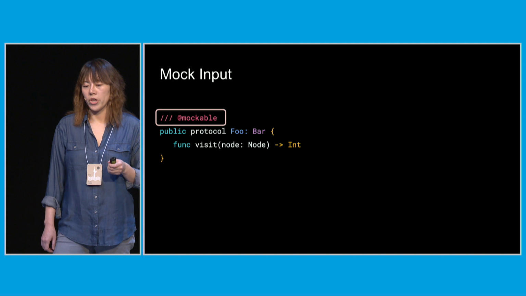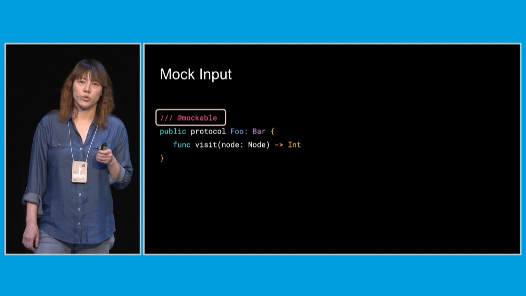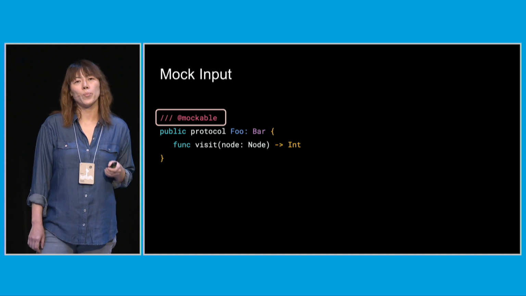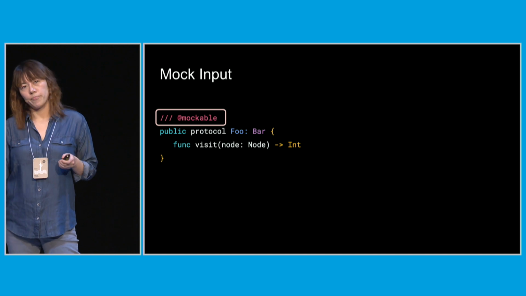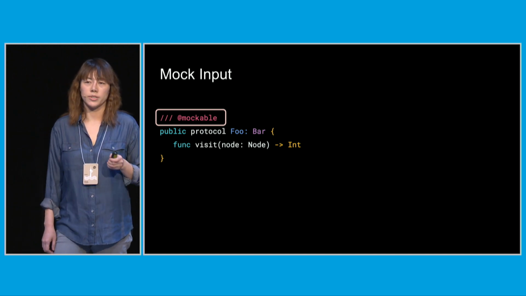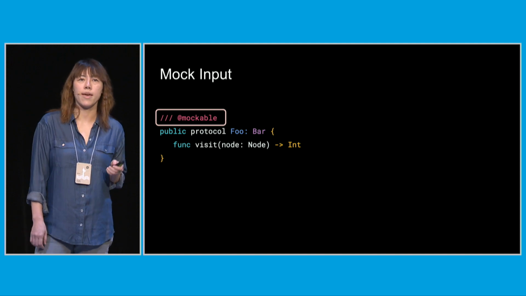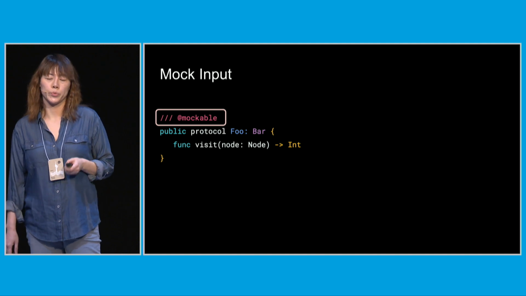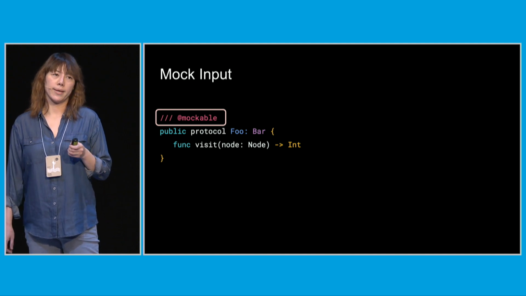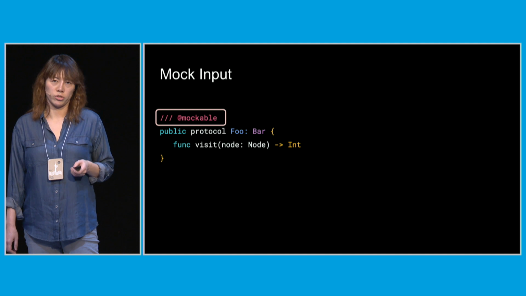Let's start by figuring out what our goal is. How do we identify types to mock? And what should the output look like? We chose to use an annotation called @mockable. This follows the syntax of the built-in annotations, such as @available and @objc. For types to mock, we chose protocols for the time being, because it's simpler to implement reliably. But support for mocking classes will be added in the future as well.